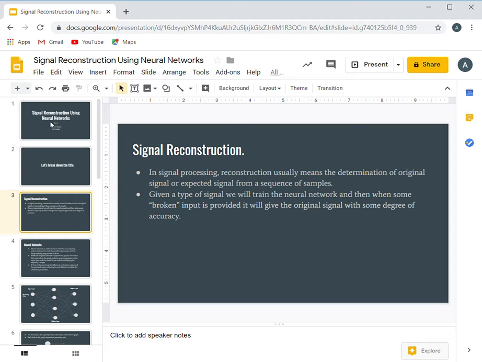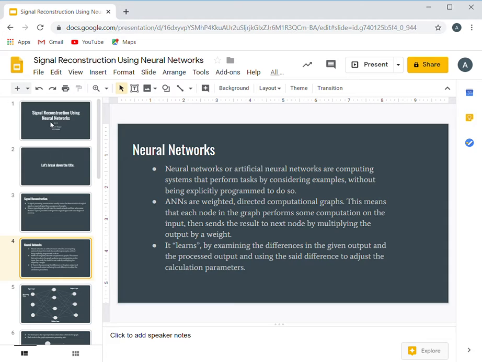The second thing that I'm going to talk about is neural networks, the thing that I'm going to use to demonstrate this ability. Neural networks, or artificial neural networks, are computing systems that perform tasks by considering examples without being explicitly programmed to do so. What does this mean? There are certain tasks that computers can perform without being explicitly programmed to do so, for example, recognizing a face.